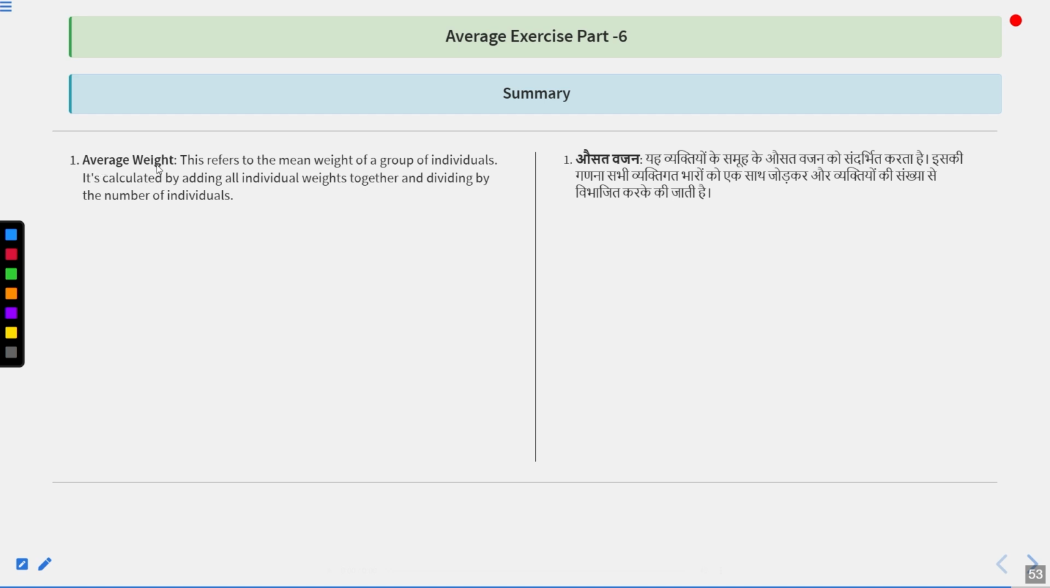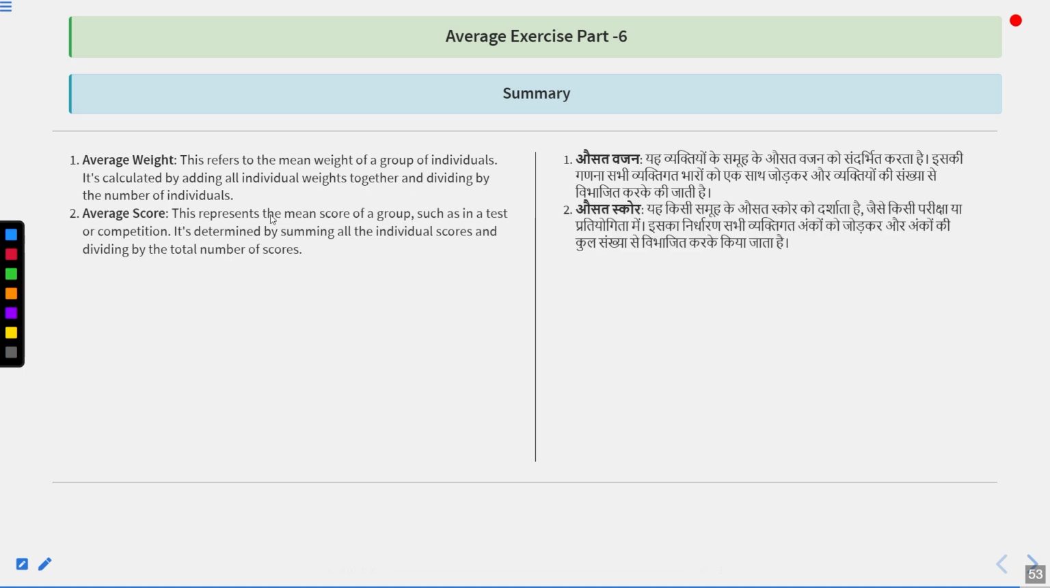What is average weight? This refers to the mean weight of a group of individuals. It's calculated by adding all individual weights together and dividing by the number of individuals. Next, average score. This represents the mean score of a group, such as in a test or competition. It is determined by summing all the individuals' scores and dividing by the total number of scores.